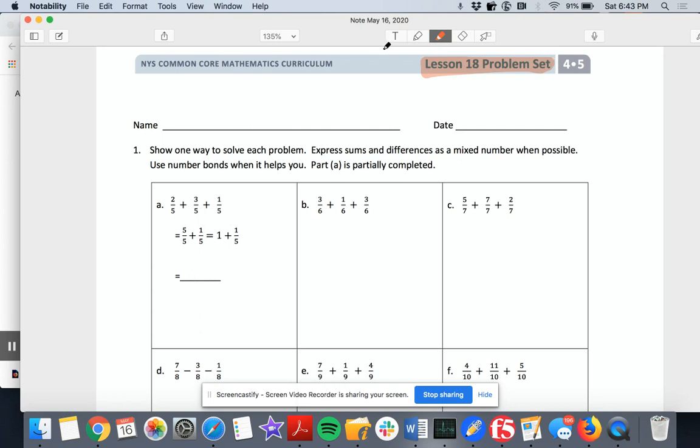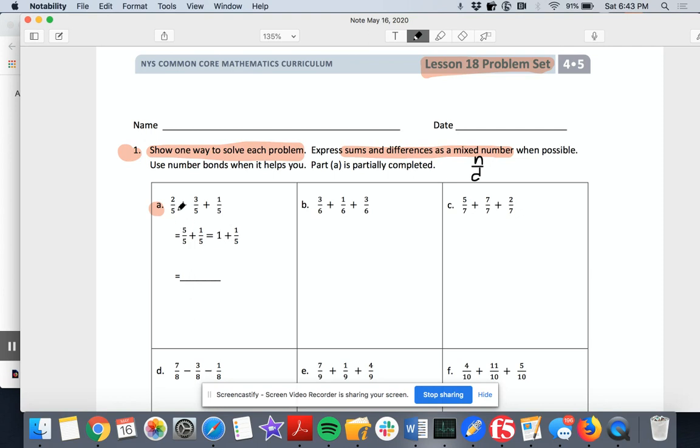So let's go ahead and try 1A. Problem 1 asks us to show one way to solve each problem, and express sums and differences as a mixed number. That just means we will not be doing improper fractions, so my numerator should always be less than my denominator. Okay, so my first problem asks 2/5 plus 3/5 plus 1/5.